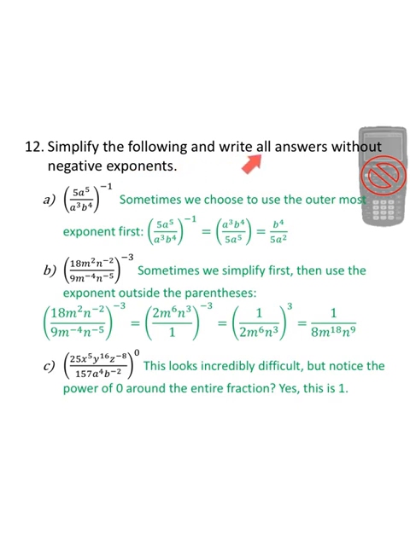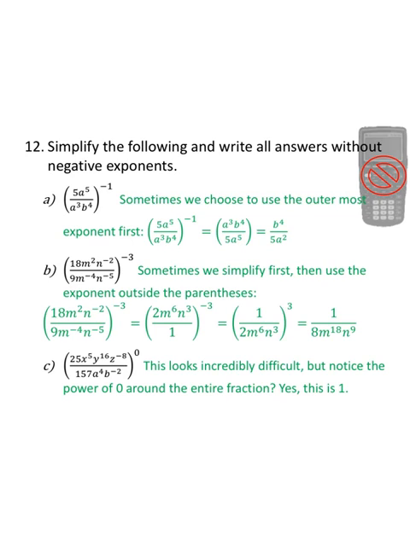Simplify the following and write all answers without negative exponents. Our first problem is given to us as the quantity 5a to the fifth divided by a cubed b to the fourth, to the negative 1 power. Now, I'm going to do two different things here. On this first problem, because it's a negative 1, I always think of that as reciprocal, right? The negative says take it where it isn't. If it's in the numerator, a negative exponent tells you take it across the fraction bar, make it a denominator. If it's in the denominator, the negative 1 exponent tells you take it across the fraction bar, put it in the numerator. So in this one, I'm choosing to use the outer exponent first.